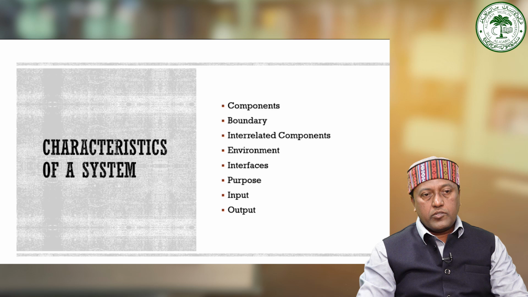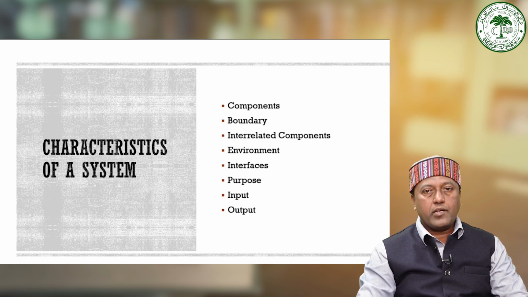Another characteristic is every system should have a purpose. So, the purpose of a library system is to provide access to information resources, support lifelong learning, and promote literacy and intellectual freedom within the community. All the components within the library work together to fulfill this purpose.